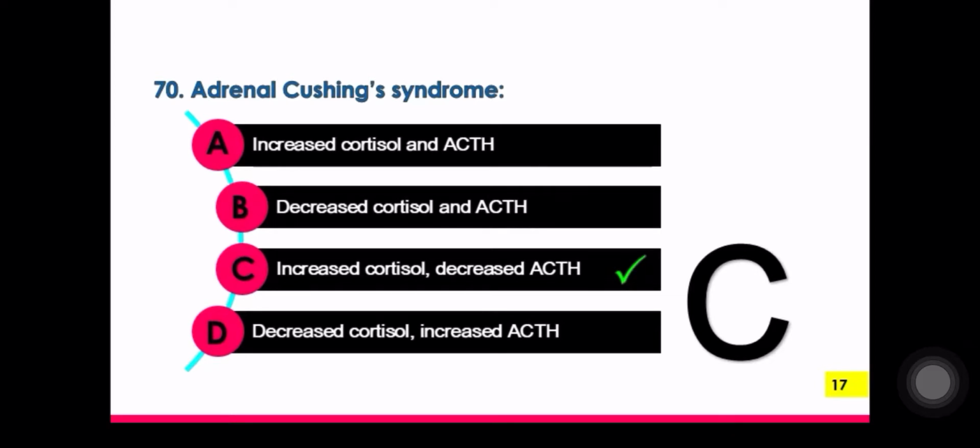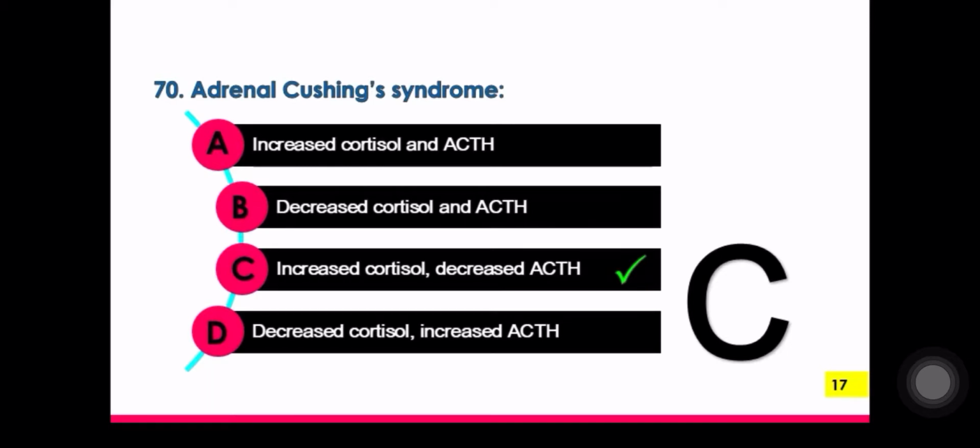So, remember po, since cortisol production by the adrenal glands is normally under the control of the pituitary, overproduction can be caused by a tumor in the pituitary, or within the adrenal glands themselves. Parang sa adrenal Cushing syndrome po. Correct answer po is increased cortisol, again, decreased ACTH.